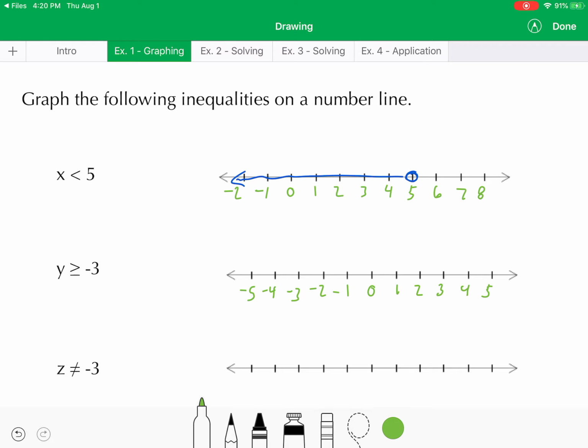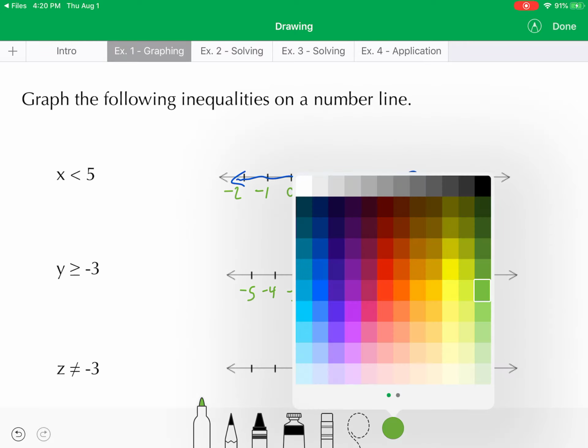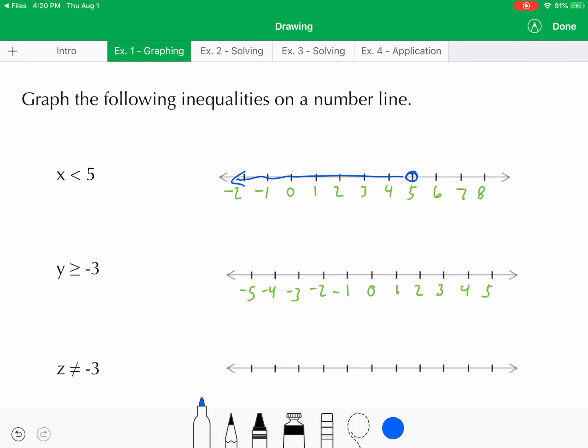All right, y is greater than or equal to negative 3. That's including negative 3. If I want to include a value, I use a closed circle, and then greater than would mean values that are to the right of negative 3.